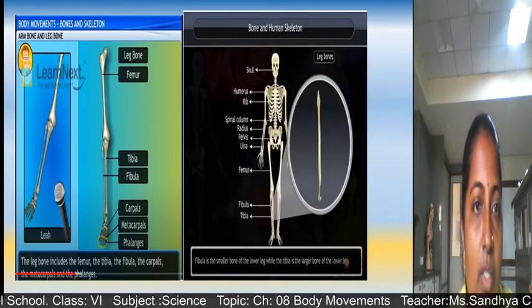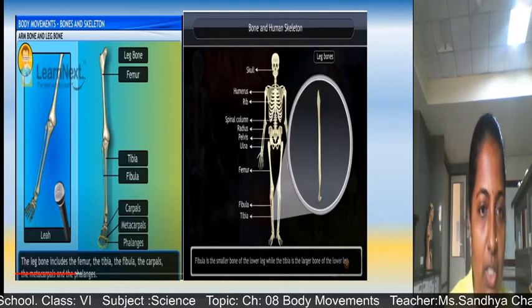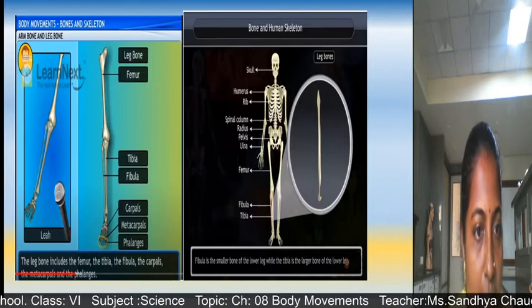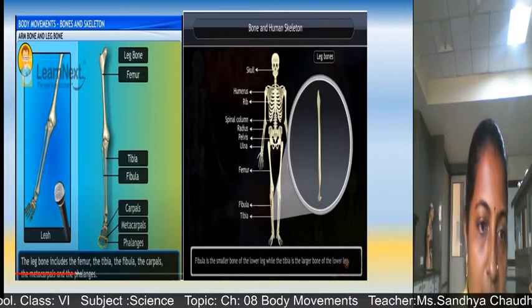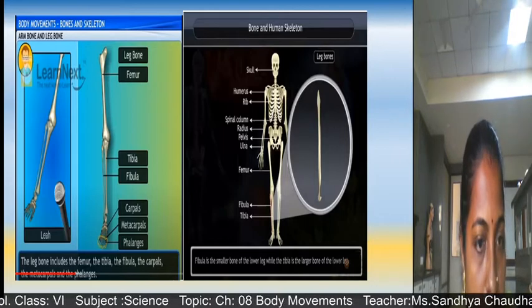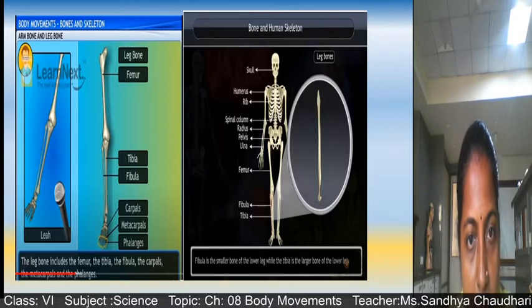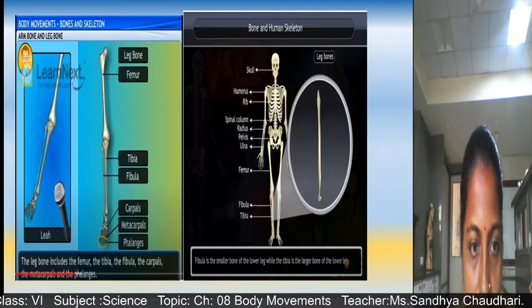Here you can see, children, femur, tibia, fibula, carpals, metacarpals and phalanges in this labeling. So the leg bone includes the femur, the tibia, the fibula, the carpals, the metacarpals and phalanges. So you can see it in the labels also. This is femur, fibula and tibia.